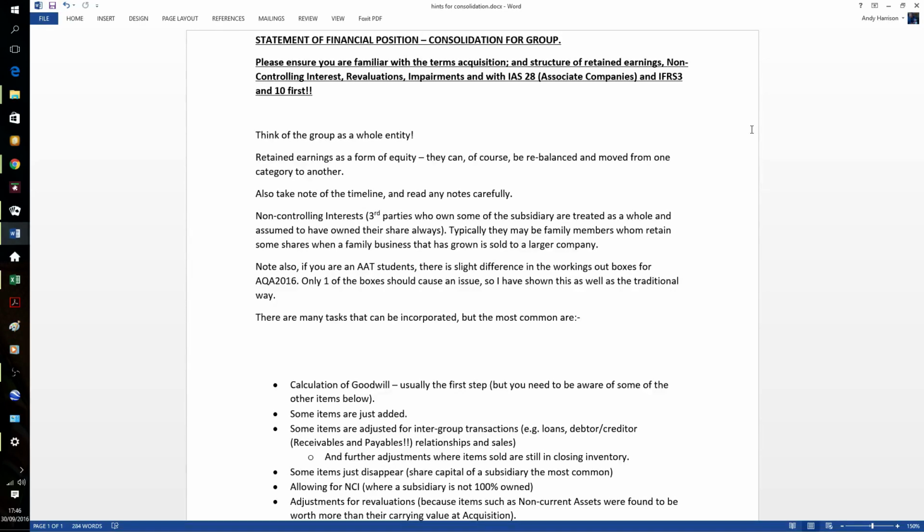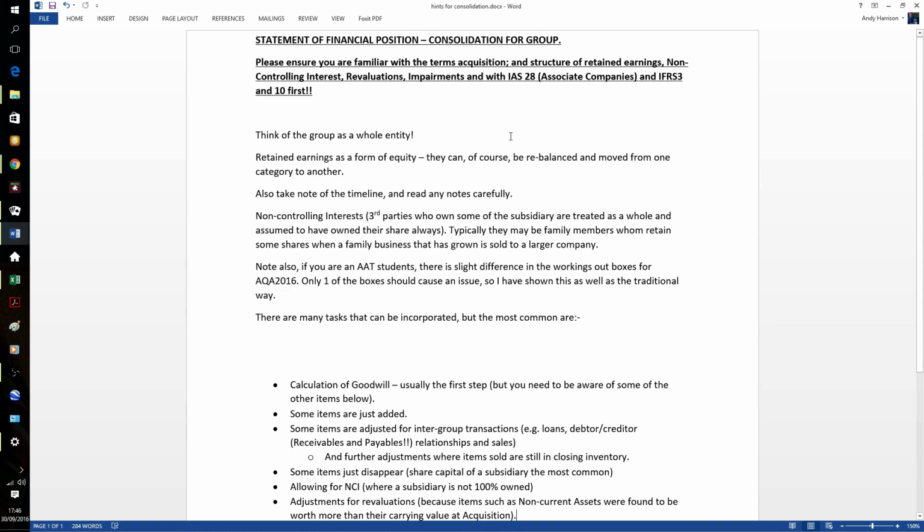I am aware that on the AAT Level 4 exams for AQA 2016 there is a change to the workings out boxes, so I will show you both versions of the workings out boxes. There's only one that causes a big problem, the rest is fairly routine.